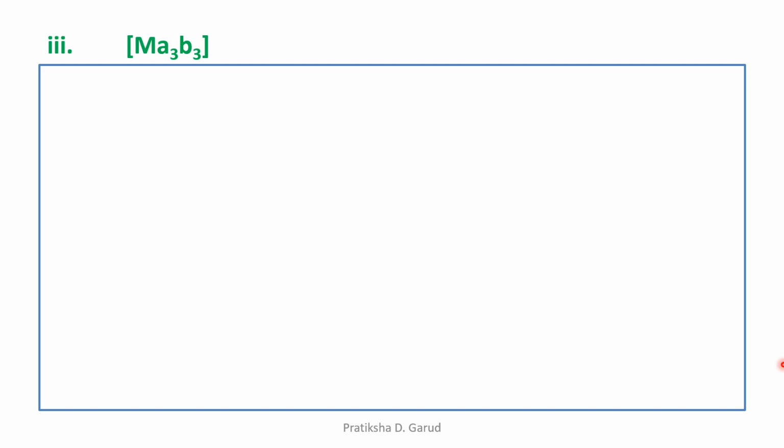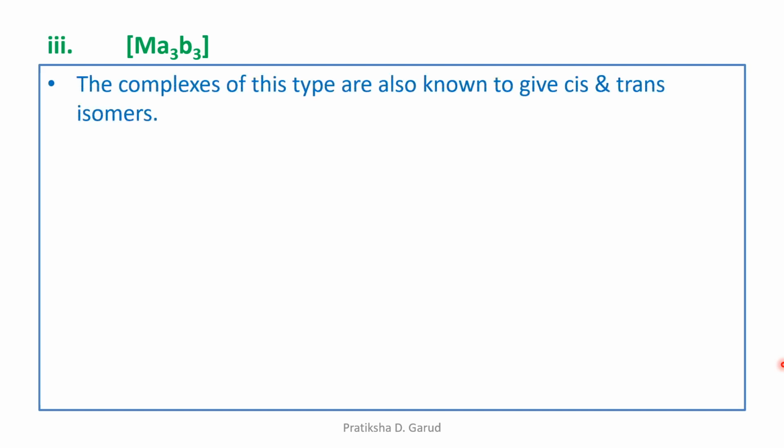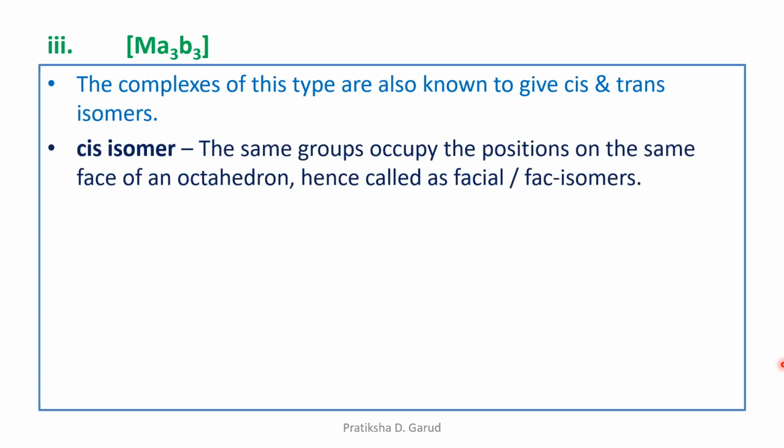Ma3B3. Now here again M is the central metal atom or ion. A and B are the different types of ligands. Now complexes of these types are also known to give cis and trans isomers. Now cis isomer means the same groups, here meaning either the 3A or 3B, occupy positions on the same face of the octahedron.